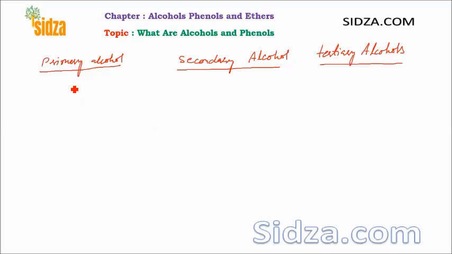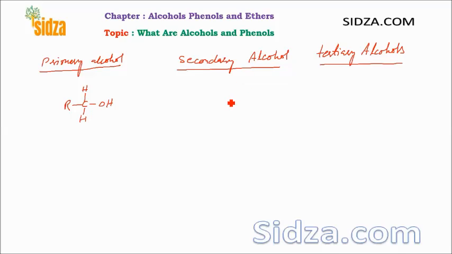So suppose we have a primary alcohol. In a primary alcohol, the hydroxyl is attached to the carbon which has only one alkyl group, and there will be two hydrogen atoms. So this is the primary, because here you can see only one alkyl group is attached to the carbon. So this is the primary carbon, and therefore it will be a primary alcohol.